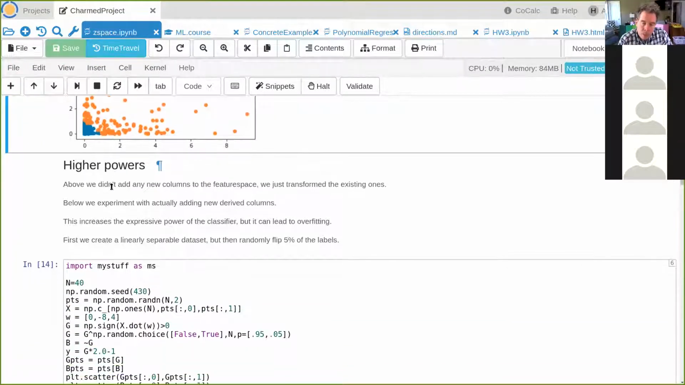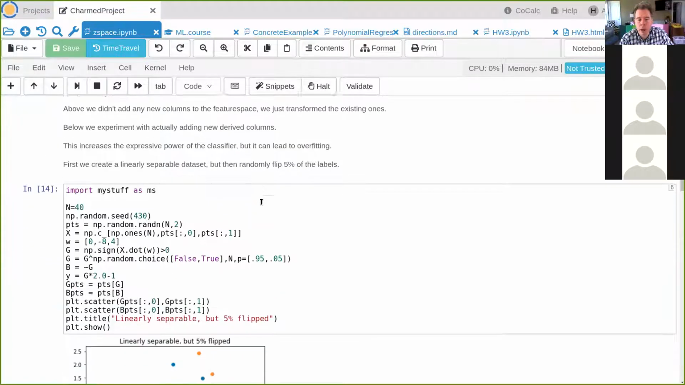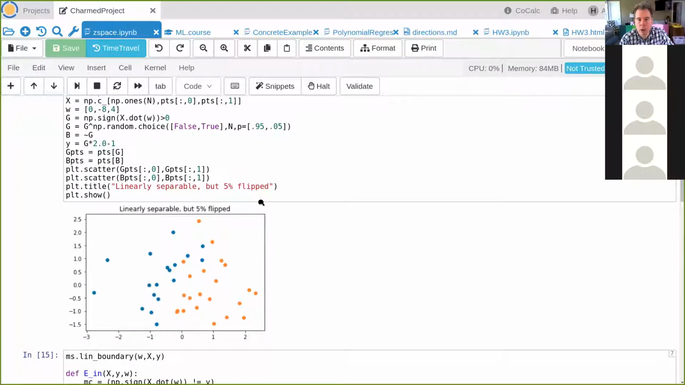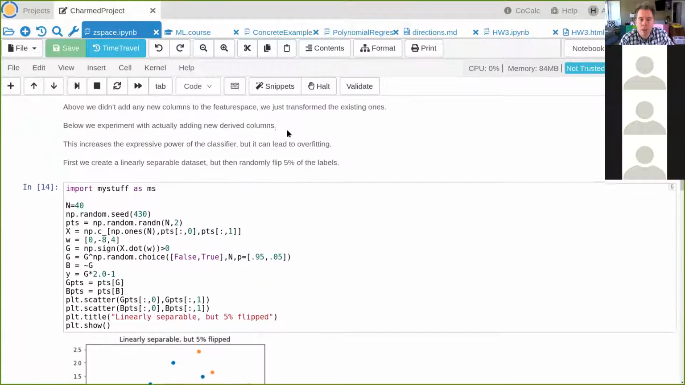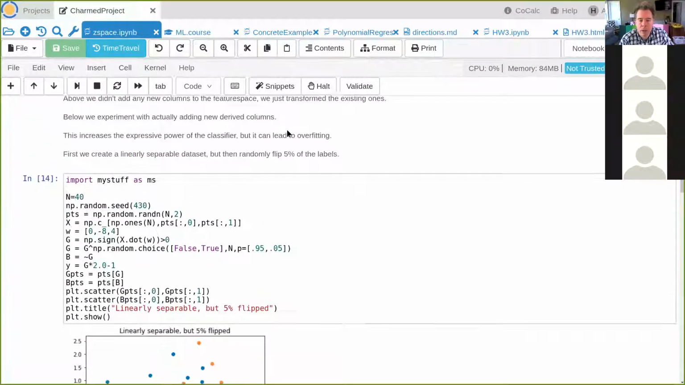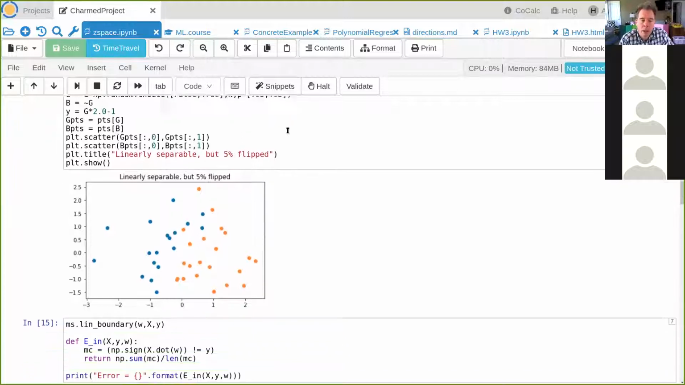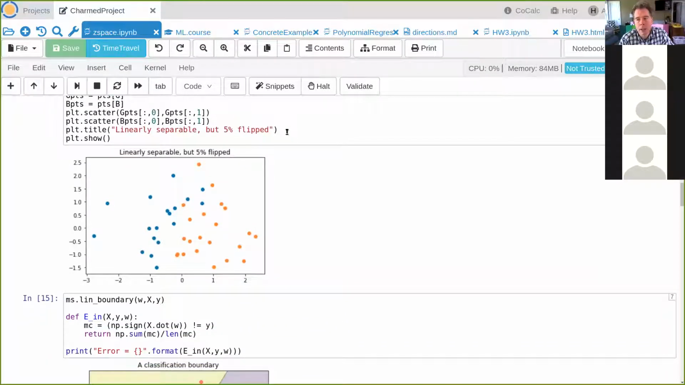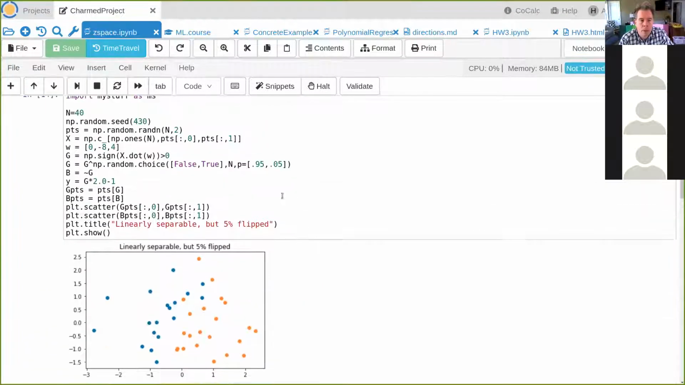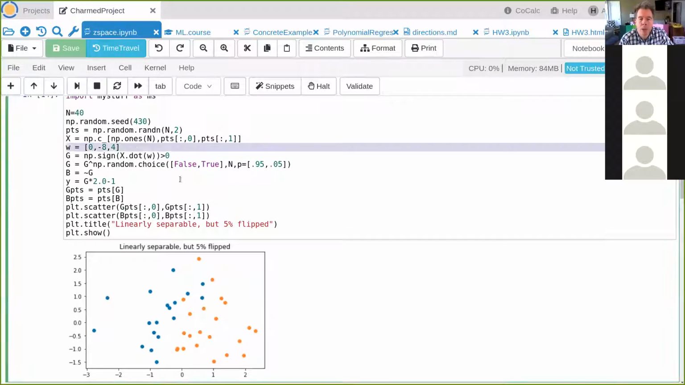Okay. So in that case, we just transformed the variables that we already had. But usually what you do is you add new variables. So let me give an example of that. Here's another data set. It's not exactly linearly separable, but it's close. The way I made this is I made a bunch of points, and then I colored them blue on one side of a line and orange on the other side. Here's the line, that's the actual separator.